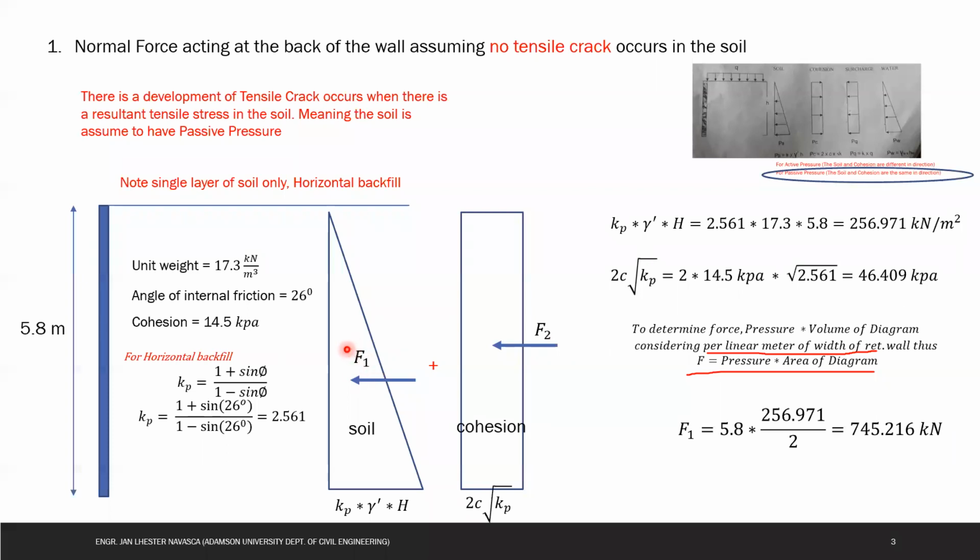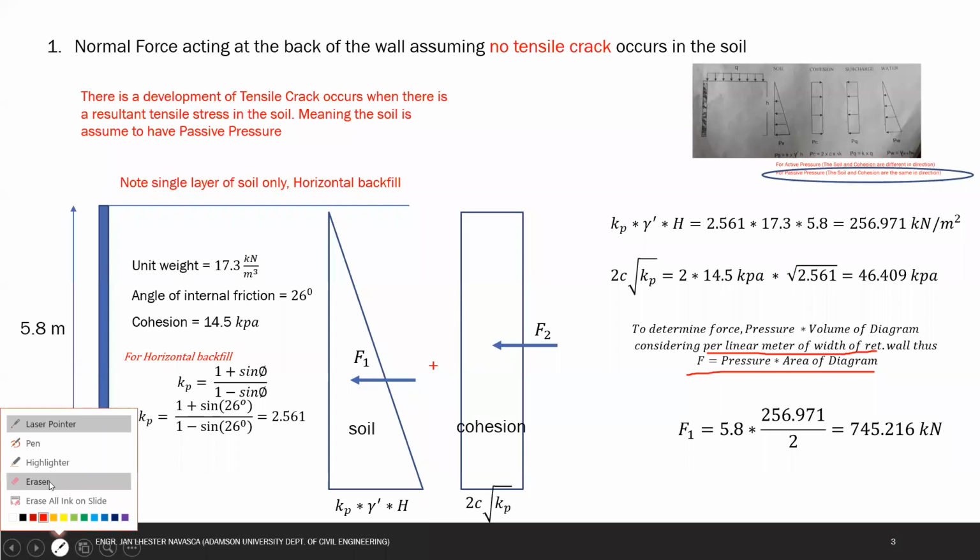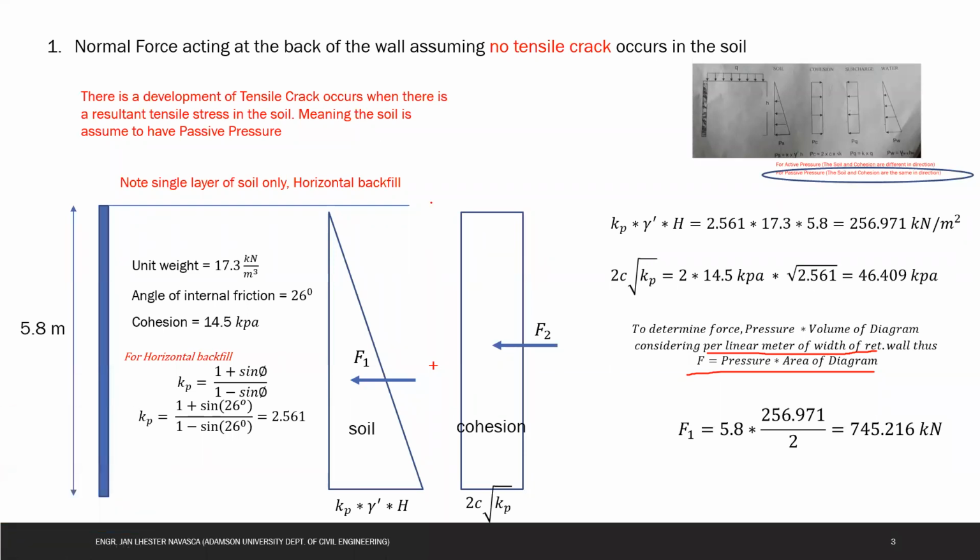So solving for F sub 1, you have this pressure. So basically just solve the area of the triangle. Okay. So the area of the triangle is base times height over 2. Okay. So you have this base, which is 256.971. And you have this height, which is 5.8 meters. Okay. So 5.8 times 256.971 divided by 2, you get 745.216 kilonewton.